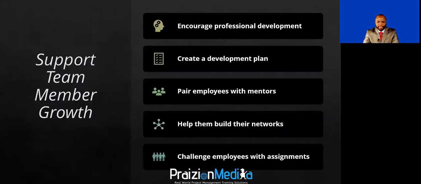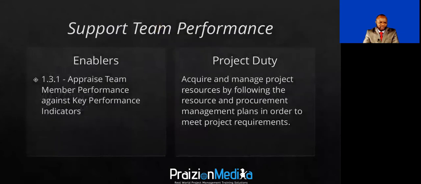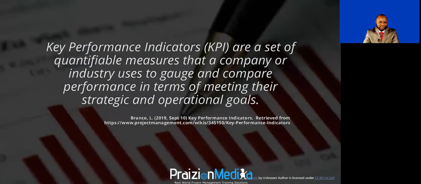Gotcha, Emily. Now, one of the things that you mentioned in the very beginning, if we can take a look at that one more time, is this term, key performance indicators. Can you explain that a bit? Sure. We often call them KPIs. We hear about KPIs all the time. These are a set of quantifiable measures that a company or an industry uses to gauge and compare performance in terms of meeting their strategic and operational goals.